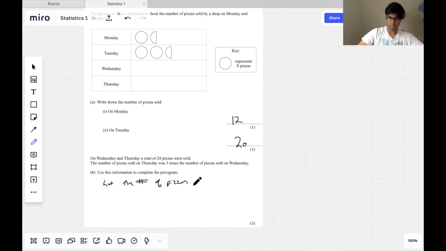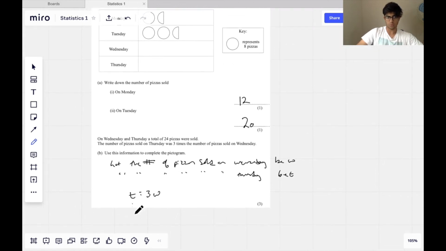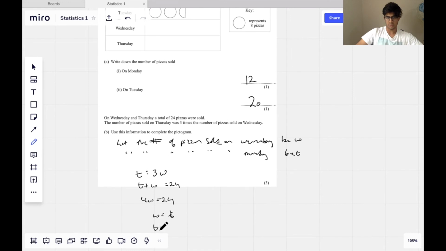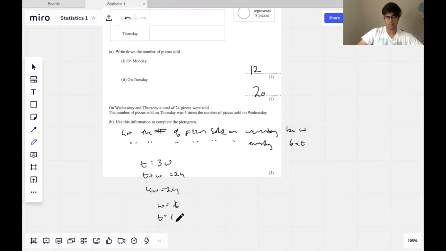Pizzas sold on Wednesday, W, and then on Thursday, T. We know that the number of pizzas sold on Thursday, T, is equal to 3 times the number sold on Wednesday, 3W, and we have the total number sold as 24, so T plus W is equal to 24. So if T is equal to 3W, if we sub that in, we have 4W is equal to 24, W is equal to 6, which means T is equal to 3 times 6, which is 18.